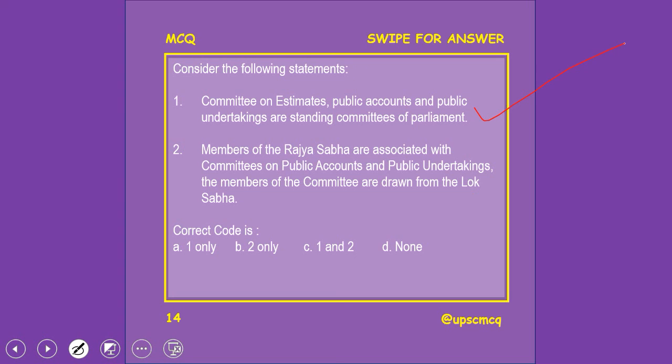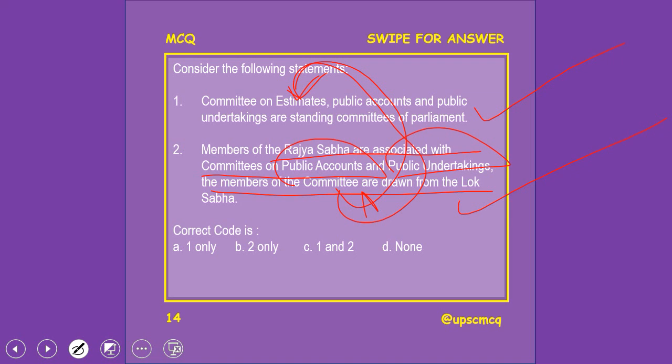Now, Committee on Estimates, Public Accounts and Public Undertakings are examples of standing committees of Parliament, along with many others. Correct. Members of the Rajya Sabha are associated with committees on Public Accounts and Public Undertakings, whereas members of the Committee on Estimates are drawn from Lok Sabha. This is also correct. This is a typo. It should say members of the Committee on Estimates are drawn from Lok Sabha.